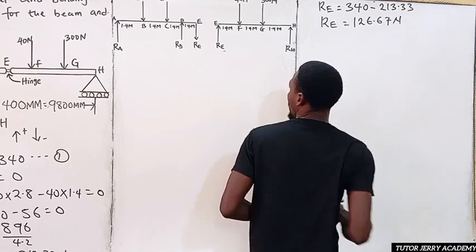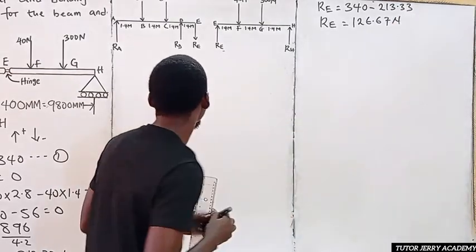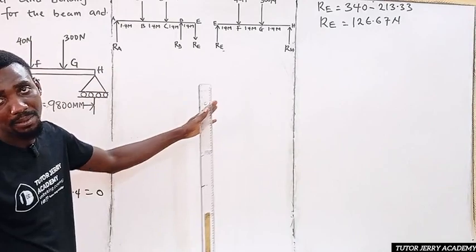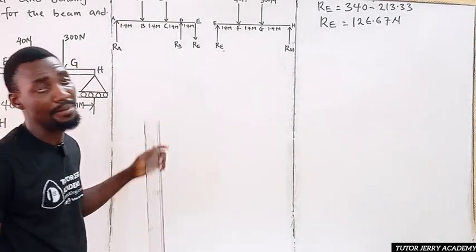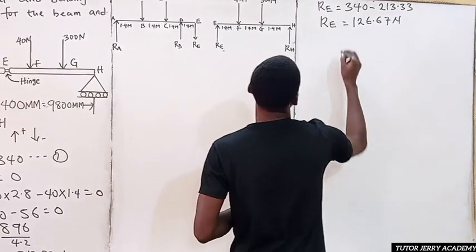67 Newton. All right, so that's what we are going to have. So we are done with the first beam. So let's go for the second beam, beam AE.